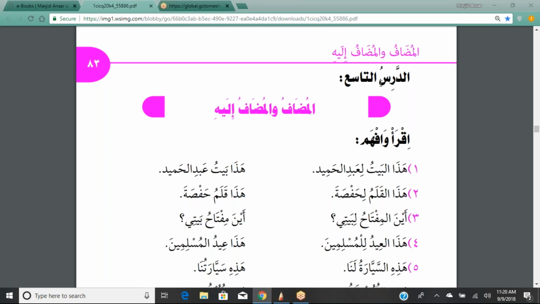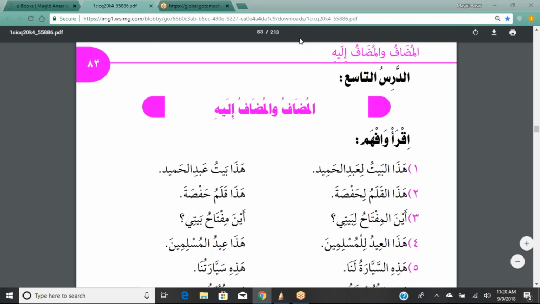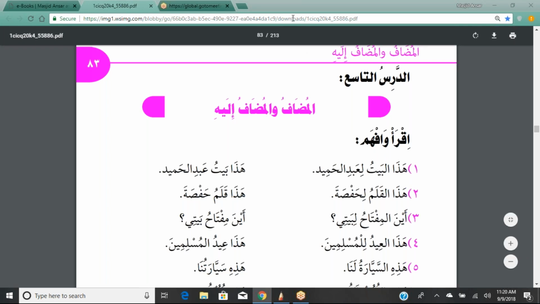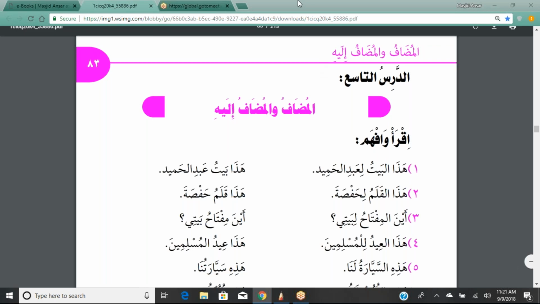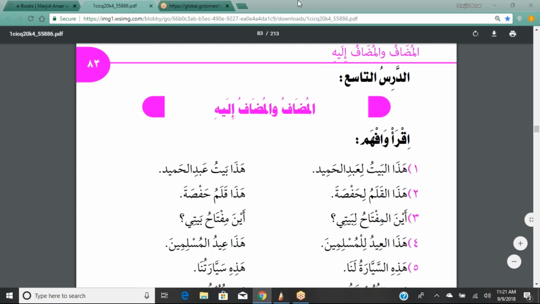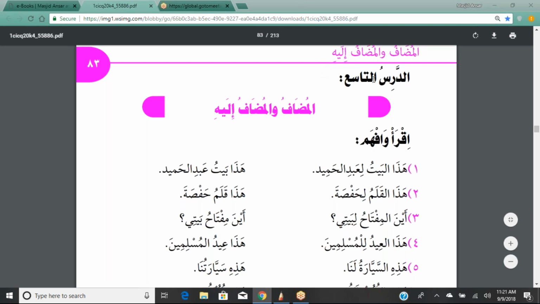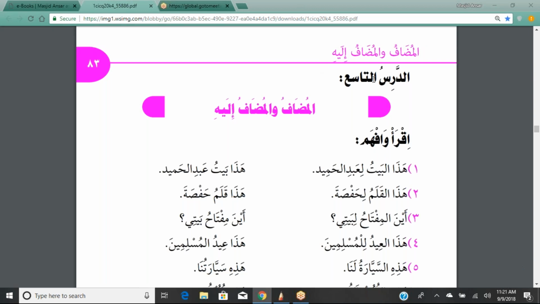Bismillah ar-Rahman ar-Rahim. We are on the third and eightieth page. On page number 83, lesson nine. Lesson nine. I'm moving now. And I said after that we're going to be going downhill. Lesson nine: the mudaf and the mudaf ilayh.